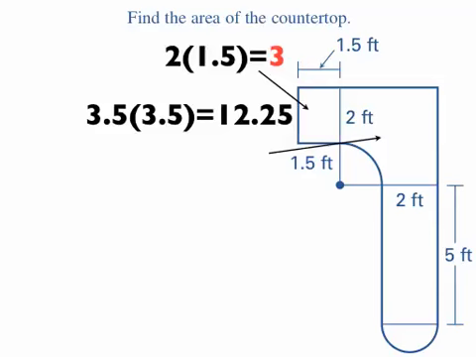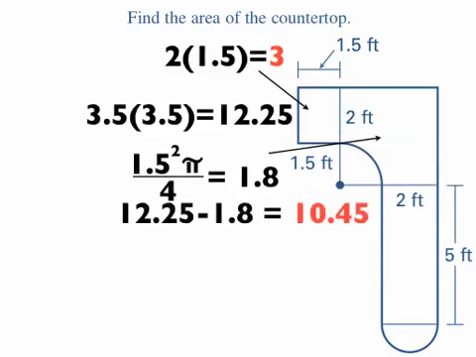But then I need to subtract the area of the quarter of a circle. So what I've done here is I've taken 1.5 squared times pi, which would be the area of the full circle, but then I divided it by 4 because this is only 1/4 of that circle. When I do that, I get about 1.8. I need to subtract those two areas, and I get about 10.45. So that would be the area of this square with a quarter circle cut out.